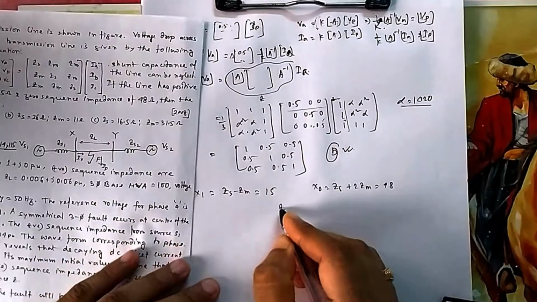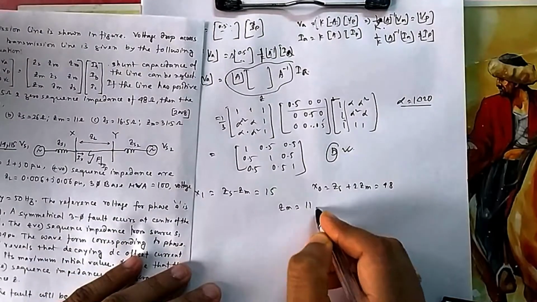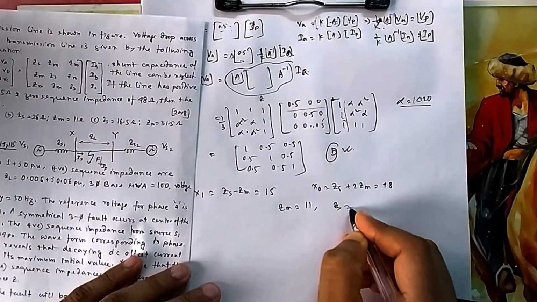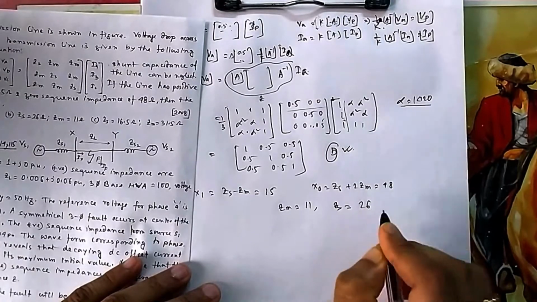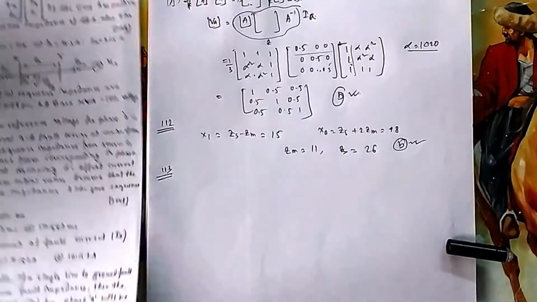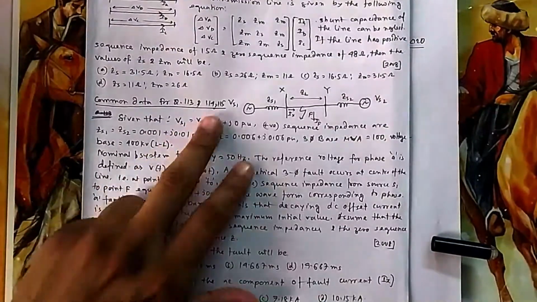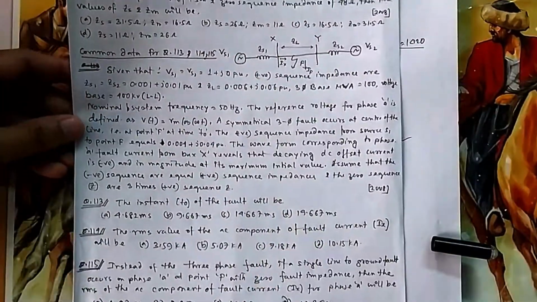If you subtract, you will get your ZM equal to 11. So your ZS will be equal to 26. That is your option B. Now if you come to 113, 114, 115, all three are on the same data.